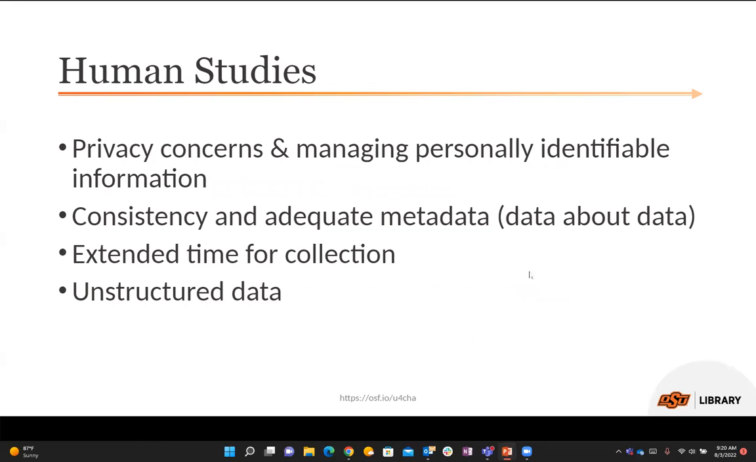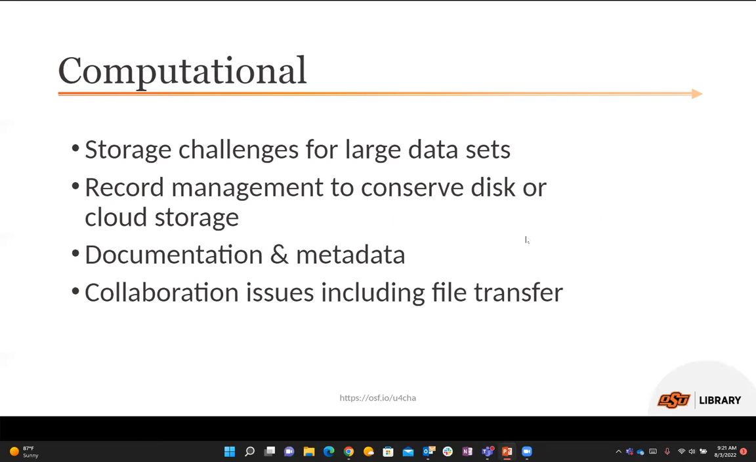Human studies, the biggest concern is always privacy and managing personally identifiable information, but you also should be concerned about a lot of that data may be unstructured. And so consistency with adequate metadata, and we'll use that term if you're not familiar with it, it's basically the descriptive information about your data, or we like to say data about data. And this too can be a project or multiple projects that are conducted over a long period of time. And then computational, this tends to be an issue of large data sets, though not always.